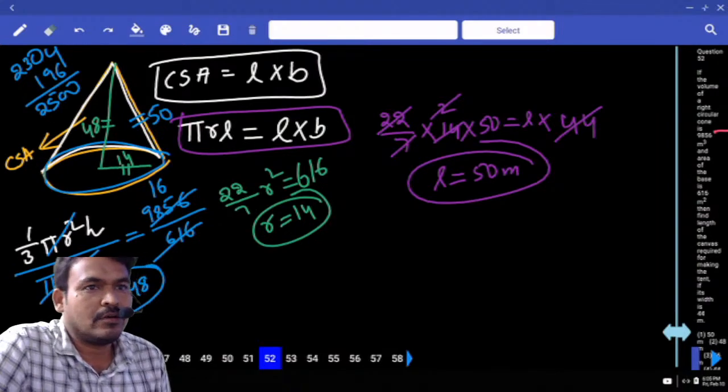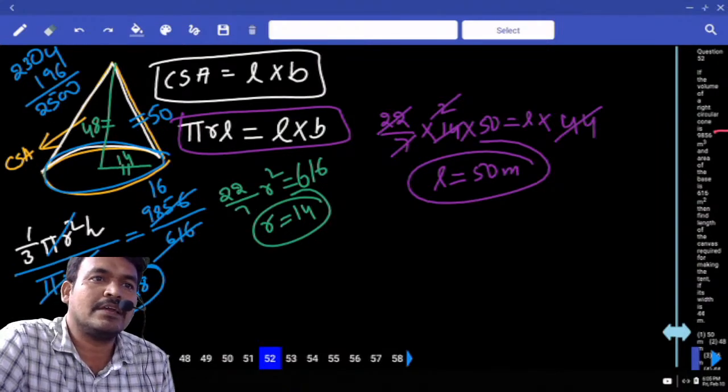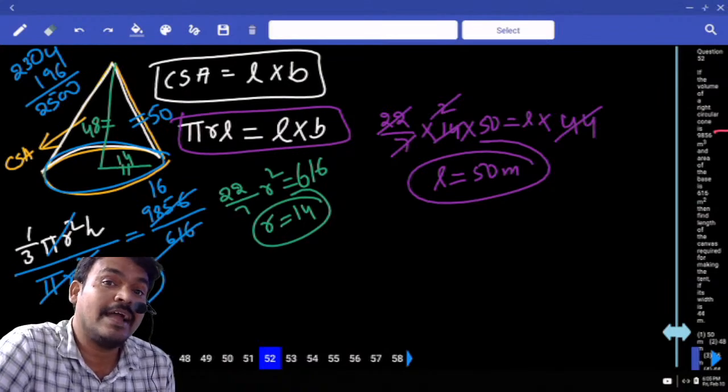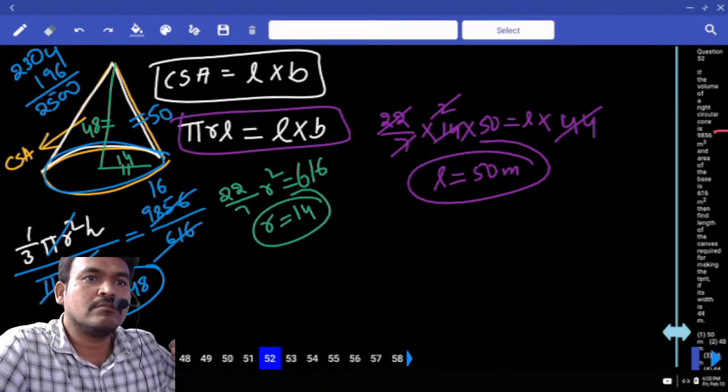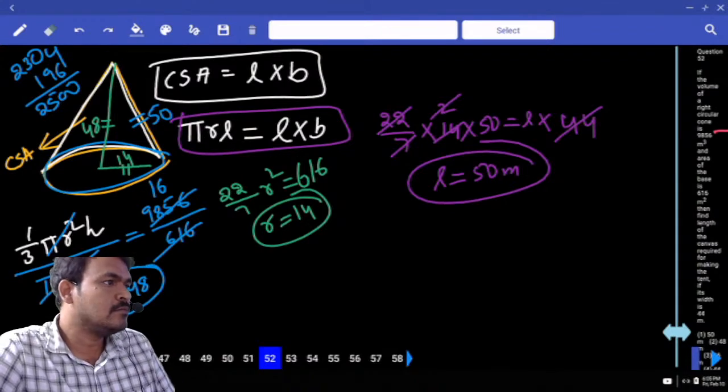Pi r L equal to L into B. Definitely we required the radius and length value or not. Radius and slant height are required. How many unknowns are there? 2 unknowns or not. Okay.